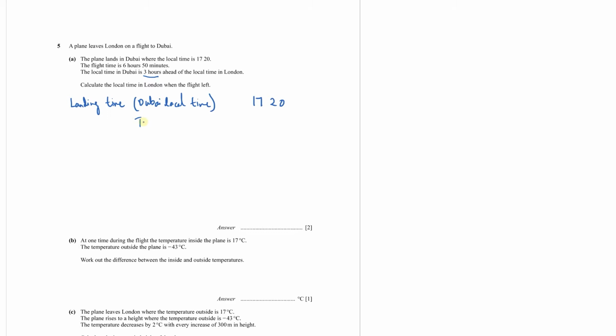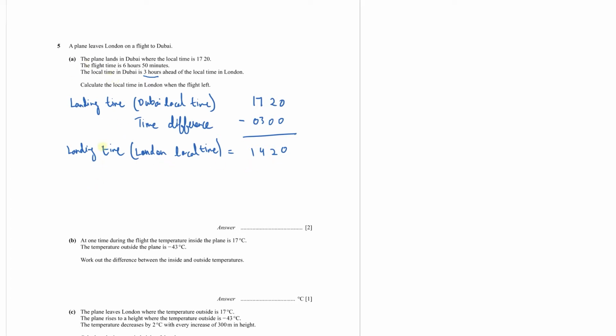And time difference, I'll subtract that, which is 3 hours, 0300. Then I will get landing time in London local time. So this is 0 minus 0 is 0, 2 minus 0 is 2, 7 minus 3 is 4, 14:20. So the flight landed in Dubai at 14:20 London time.